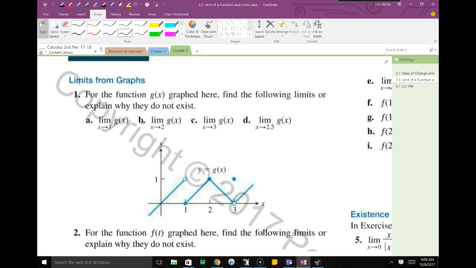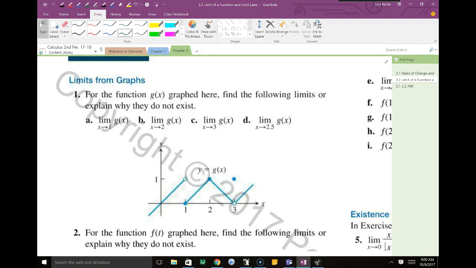So you trace the function from the left and from the right, and if they're going to the same place, then that's the point that the limit is. Okay, so you're looking for that y value from the left and from the right. So if I trace my function from the left and from the right, as we get really, really close to 1, what would you say is the limit?